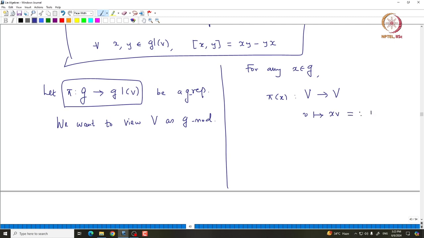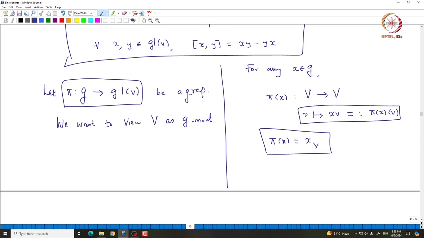So, this means pi of x of v. Very often we understand what the underlying map pi is, so we just suppress the notation and use this shorthand to say V is a G module. Now, pi of x gives us a linear map from V to V, which can also be denoted by xv, just to emphasize that only the element x is acting on this capital V. These are some new notations that will be used throughout this course.